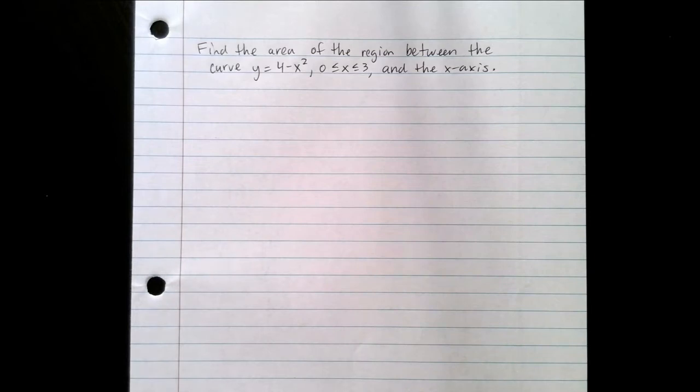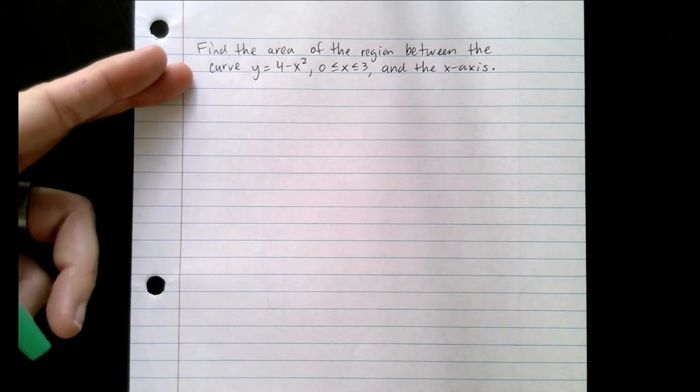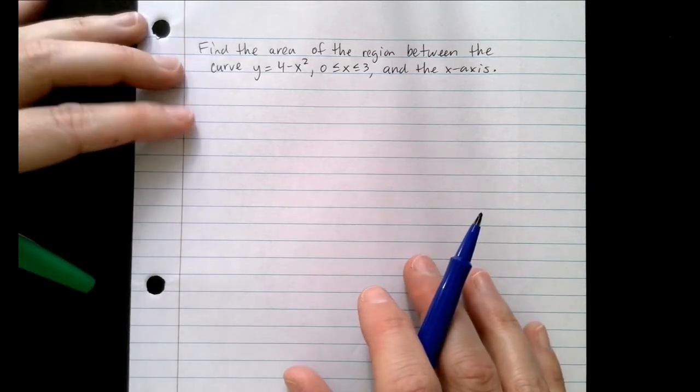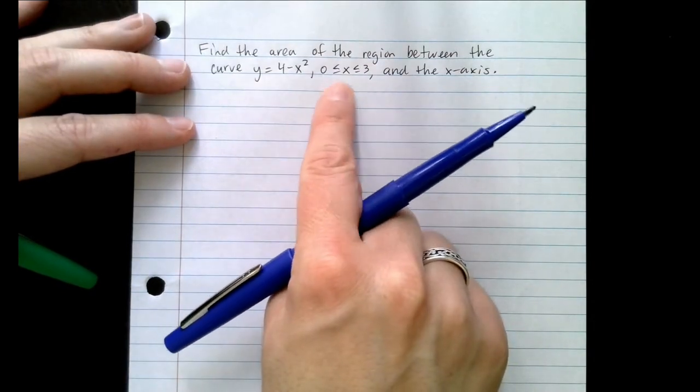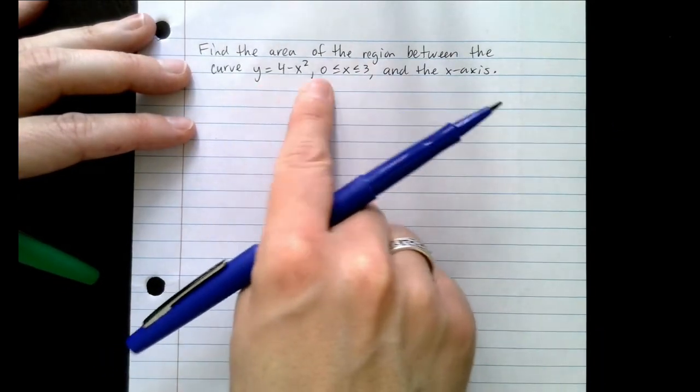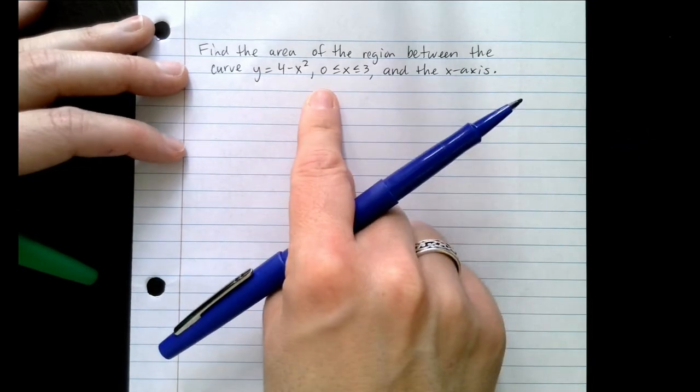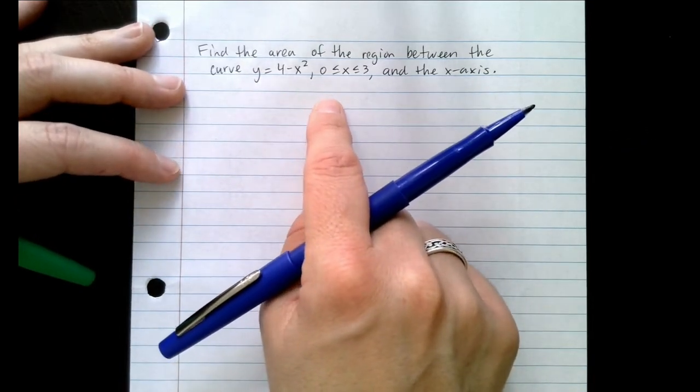Let's practice using our definite integrals and specifically our fundamental theorem to calculate the area of a region. So we want to find the area of the region between this curve on the closed interval from 0 to 3, between this curve and the x-axis. The first thing we want to do is generate a picture of this.